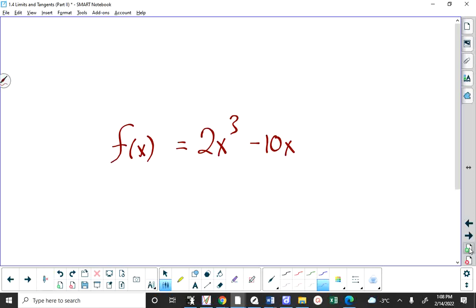So rather than me asking you what you think, I'm just going to write down what it would be. The slope of the tangent at x equals a would be 6a squared minus 10. So it's probably a little more complicated than you initially thought, but there's some connection between the function and the equation of the slope of the tangent.